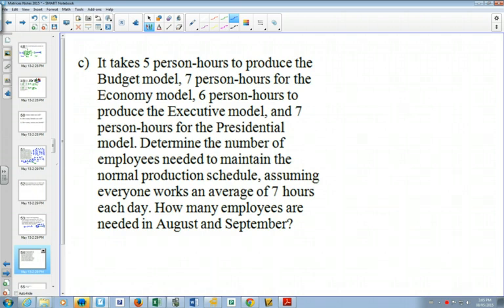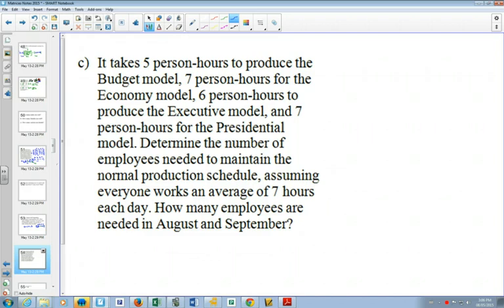It takes 5 person-hours to produce a budget model. So this is how long it takes someone or a group of people. By person-hours, it could have 3 people working on it, but depending on how much time they're working, total hours would be 5 total hours to build that, and so on. So now we got some more data here, and we need to make some more matrices.